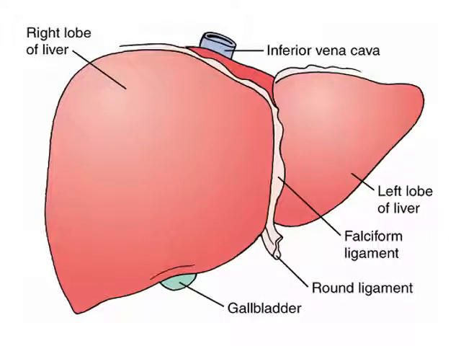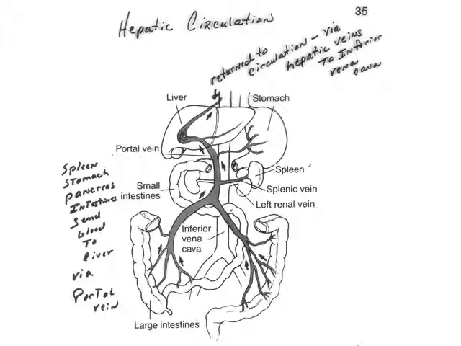This is just a picture of the liver and the different parts. Want to touch base briefly on the hepatic circulation, and just reinforce that there are basically two sources of blood flowing into the liver.